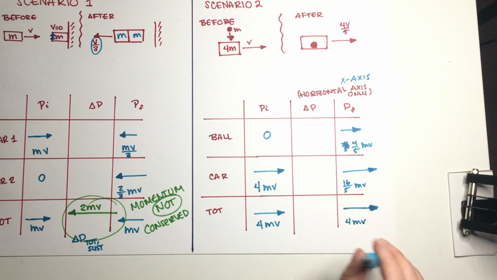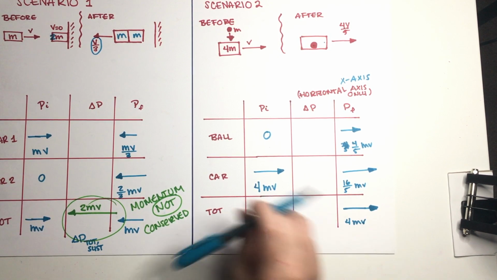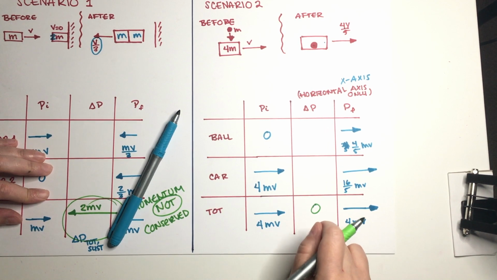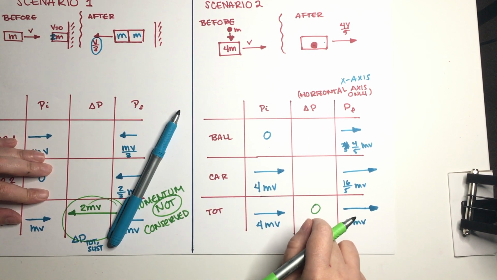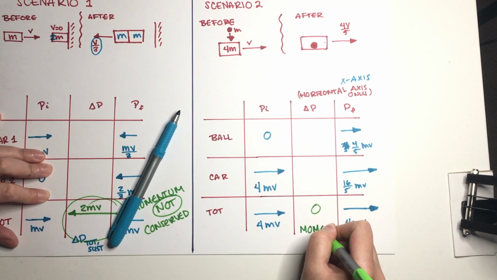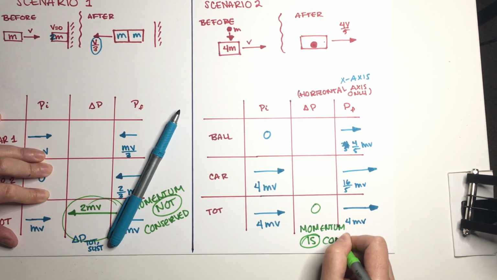What matters here is that in order to fill this in, we need to ask ourselves 4 plus what is equal to 4, and the answer to that is 0. So because we do have a 0 over here, we found out that delta P total is equal to 0, then in this scenario, momentum is conserved.